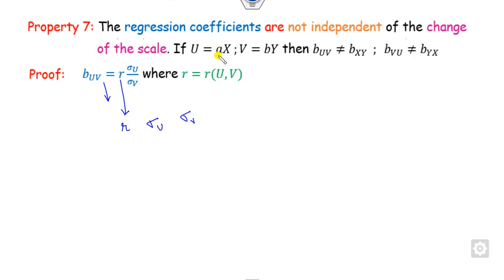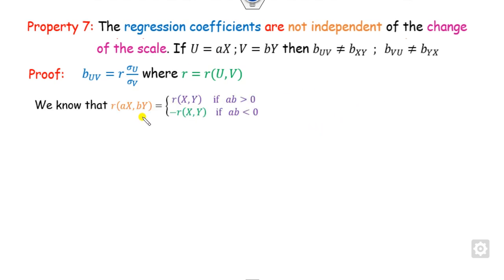Now in this case u is my ax, and v is b times y. So how do you find the value of this? You know the impact on the correlation coefficient: it will be plus r or else minus r, depending upon whether the product of these two quantities is greater than 0 or less than 0.